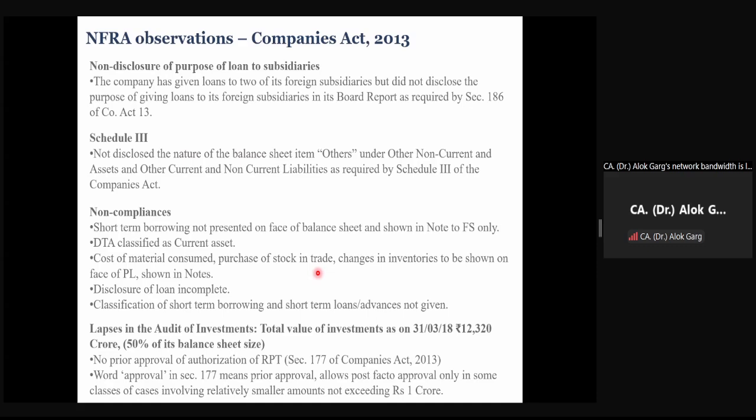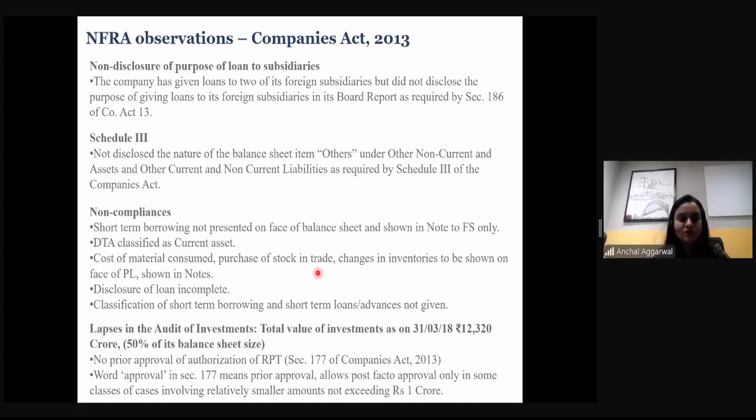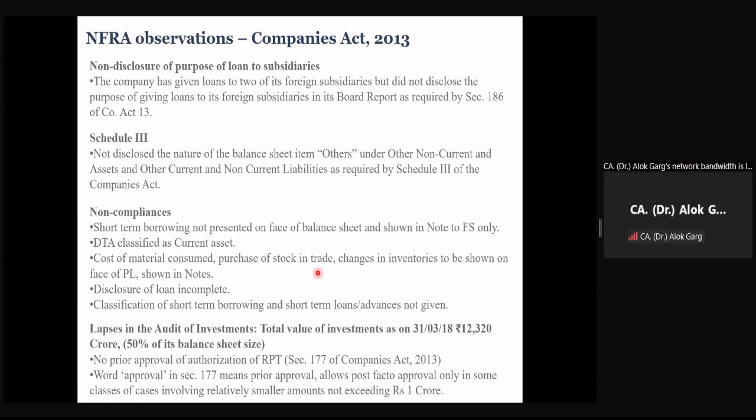So disclosure of loan was incomplete. If you have a borrowing, you have to disclose that borrowing, like rate of interest. Your borrowing from banks or financial institutions, what was the sanction limit? These disclosures were required in the notes to accounts, which were not there. Subsequent payments also have to be disclosed. Classification of short-term borrowings and short-term loans and advances were not given, right?